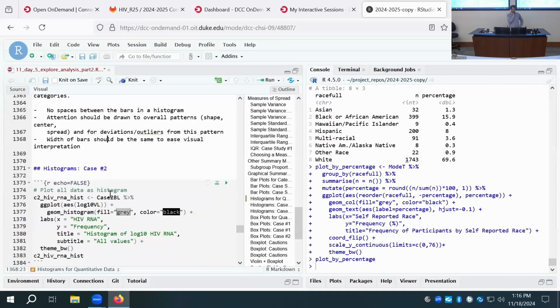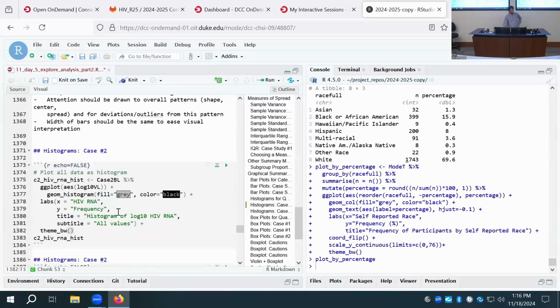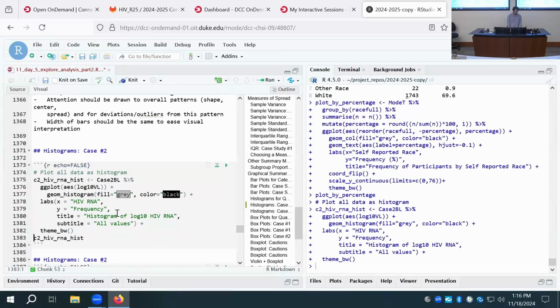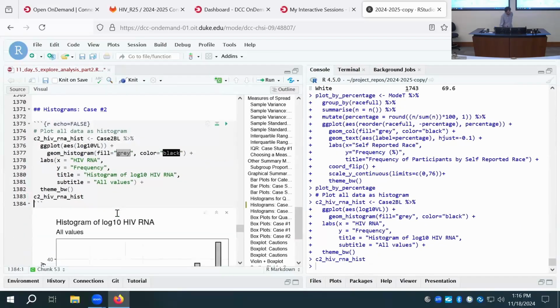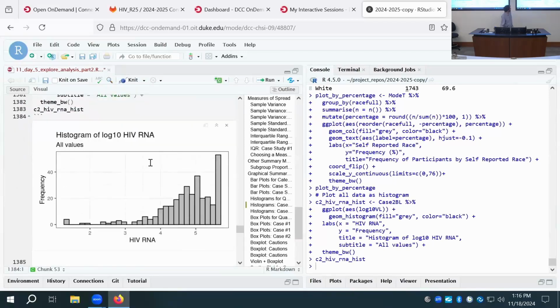All right, so we're going to take the case 2 data set, and we're going to do log10 viral load. So we go ggplot, go case 2, pipe command, AES, and we say log10 viral load, and then we say geom histogram, and then we give it some labels, and I put theme black and white, because why not? And what we see is this histogram of log10 viral load, right? Within this data set.